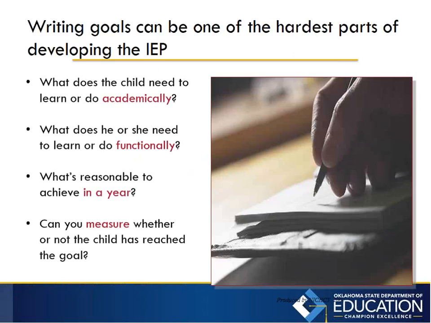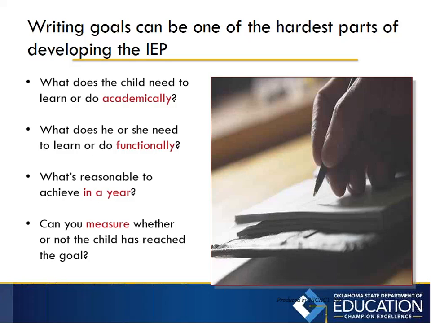Writing goals can be one of the hardest parts of the IEP. We know that. It's not easy to decide what a student needs. That's why you rely on your data. Look at the present levels. Where is the child right now, and where would you like to see them at the end of this year, or into this IEP? What does the child need to learn or do academically? That's why we have the Oklahoma Academic Standards. What are you going to be working on in the gen ed curriculum? What are the standards that they're teaching? How can we, the IEP team, make sure that they're successful in that?